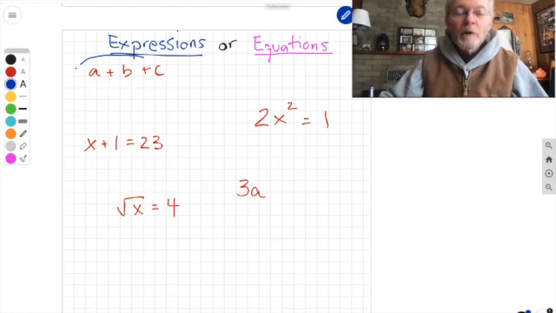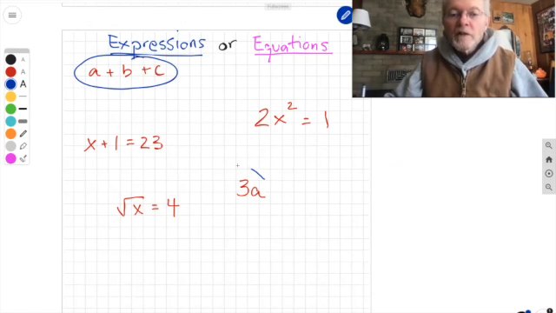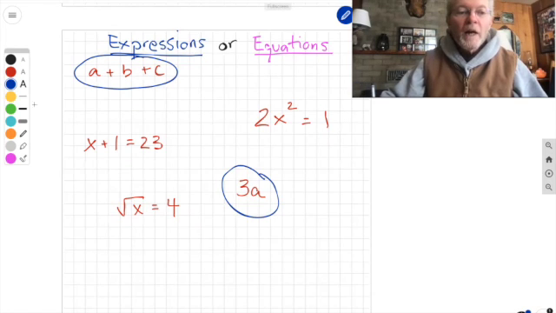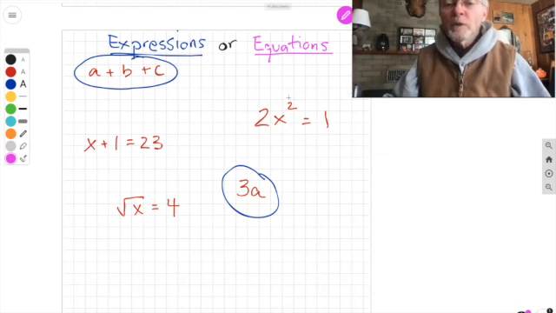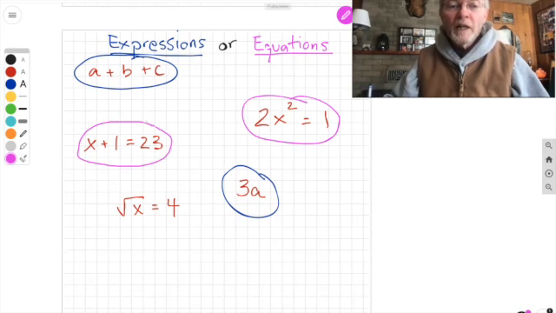So this is an expression, a plus b plus c. This is an expression, 3 times a. Equations are the ones where two expressions are set equal to each other with an equal sign. So these three are equations.